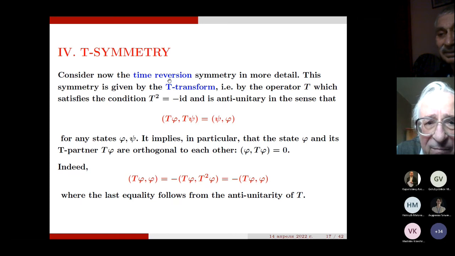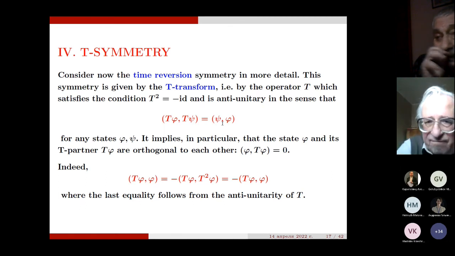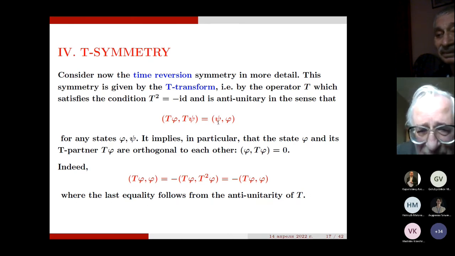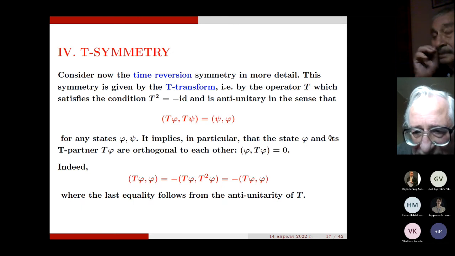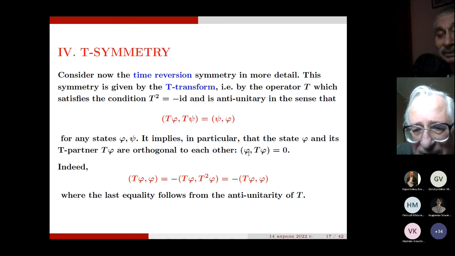This symmetry is given by the so-called T transform, that is by the operator T, which satisfies this condition, T squared is minus identity, and is anti-unitary. Anti-unitary means in the sense that <T phi, T psi> is equal to <psi, phi>. So we have interchanged phi and psi, contrary to the unitary operator. It implies in particular, and this is very important, that the state phi and its T partner, T phi, are orthogonal to each other. That means that the inner product of phi and T phi is equal to 0.